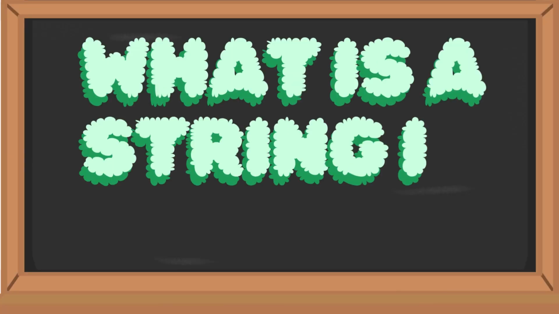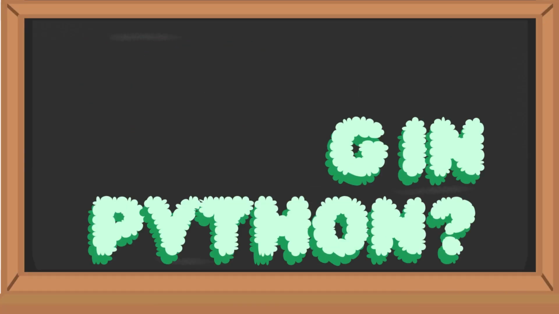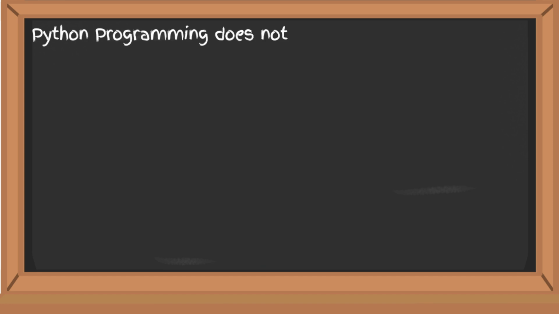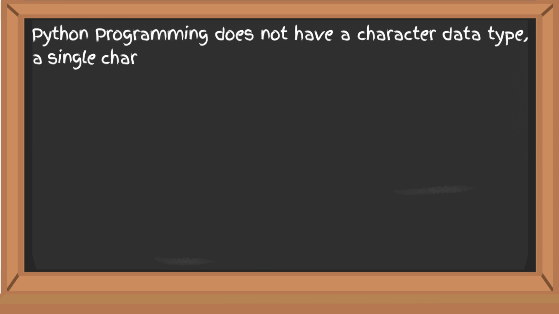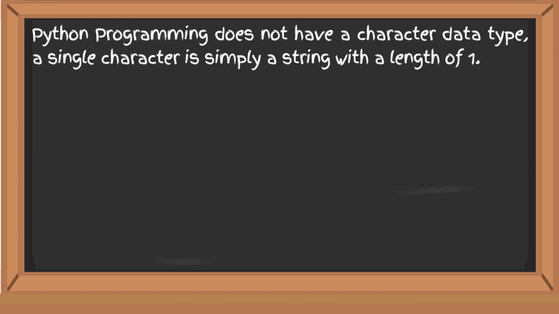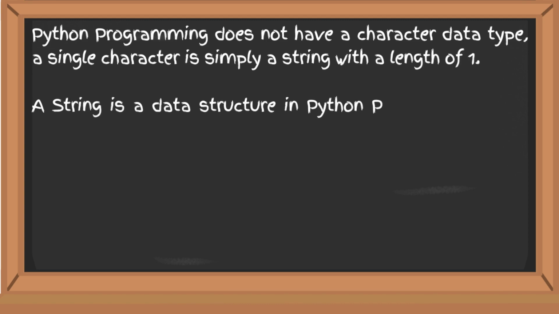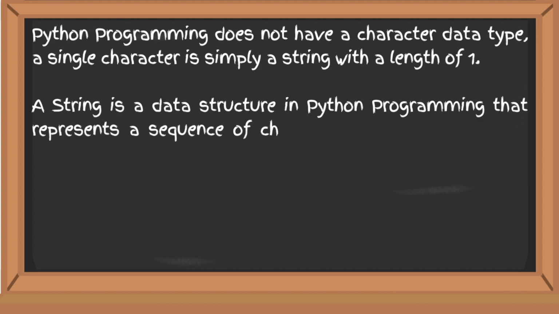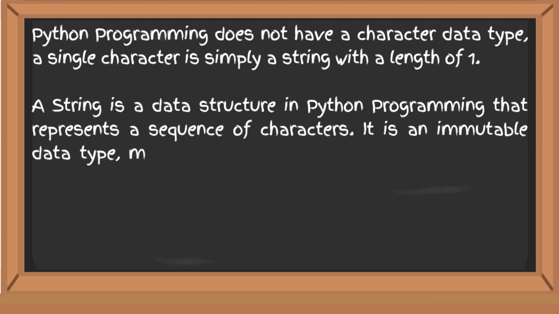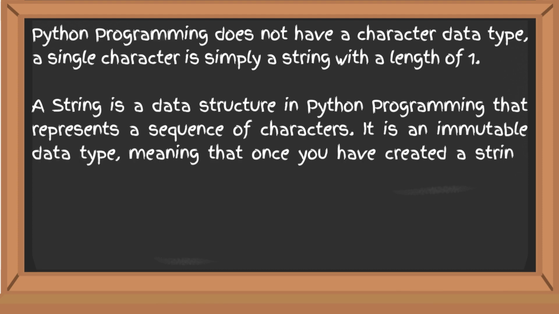What is a string in Python? Python programming does not have a character data type. A single character is simply a string with a length of 1. A string is a data structure in Python programming that represents a sequence of characters. It is an immutable data type, meaning that once you have created a string, you cannot change it.